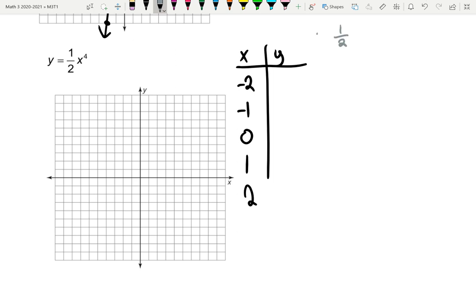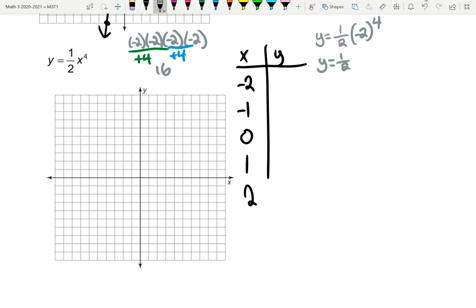1/2 of what? -2 to the 4th power. Well, -2 times -2 times -2 times -2. These two are going to combine to be +4, and those two are going to be 16. Y equals 1/2 of 16, which is going to be 8. Notice how an even input was nice.